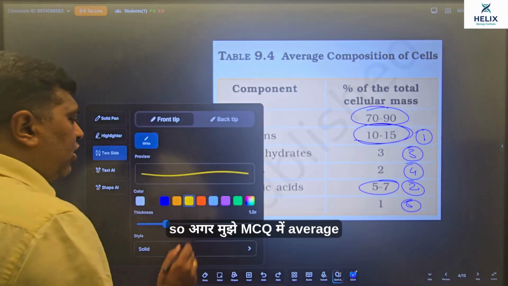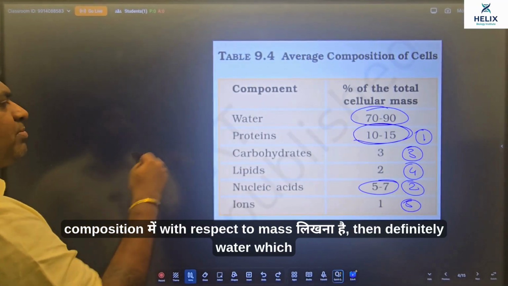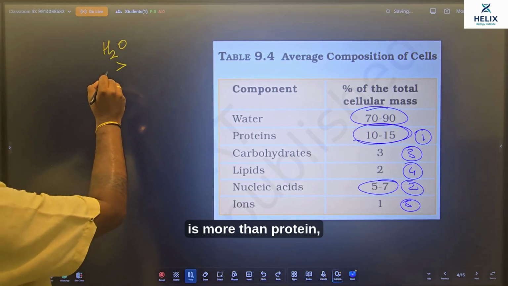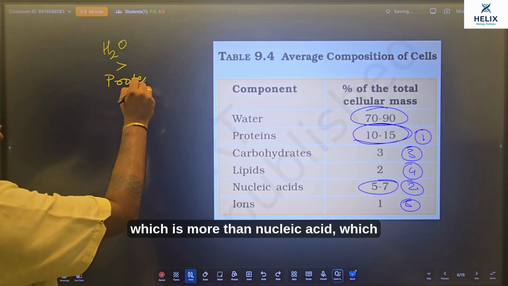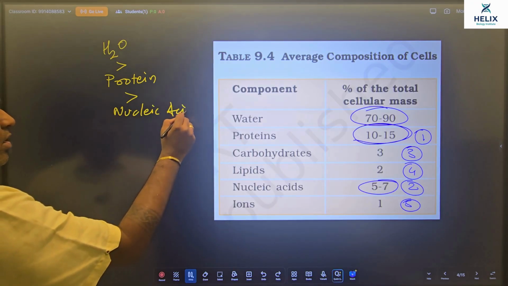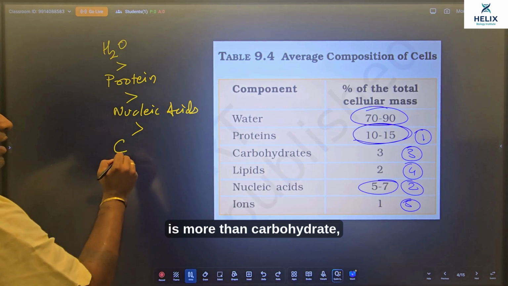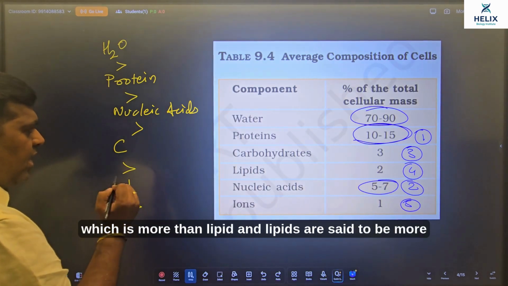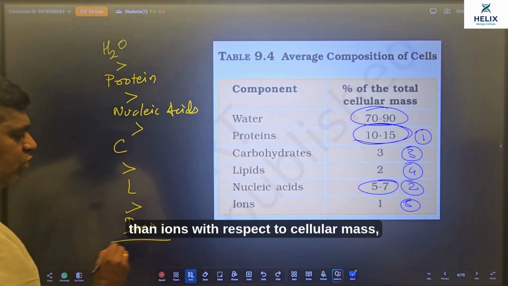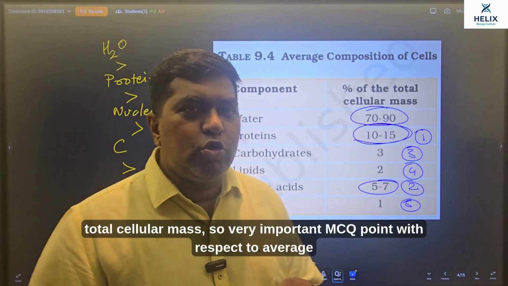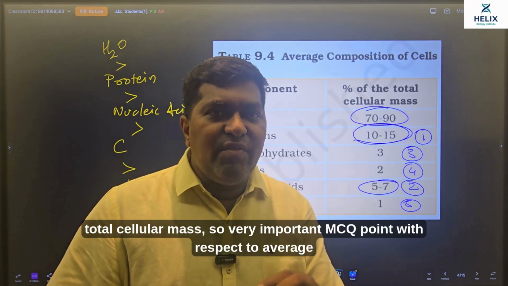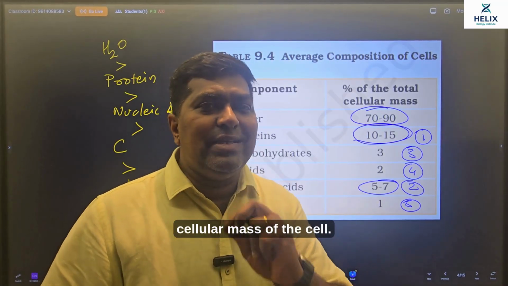So if I have to write the average composition with respect to mass in an MCQ, then definitely water is more than protein, which is more than nucleic acid, which is more than carbohydrate, which is more than lipid, and lipids are said to be more than ions with respect to total cellular mass. So, a very important MCQ point with respect to average cellular mass of the cell.